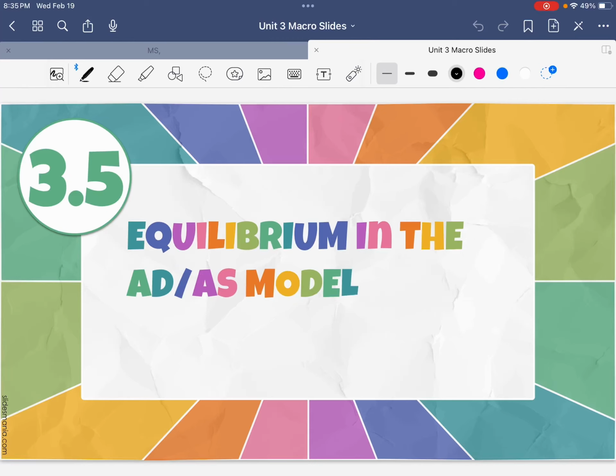Hello, friends. We are going to do 3.5 now, and the reason we did 3.6 before 3.5 is it just flows a little bit better that way. I think AP kind of put it in the wrong order.